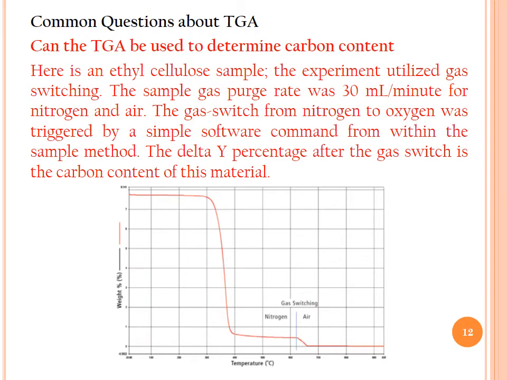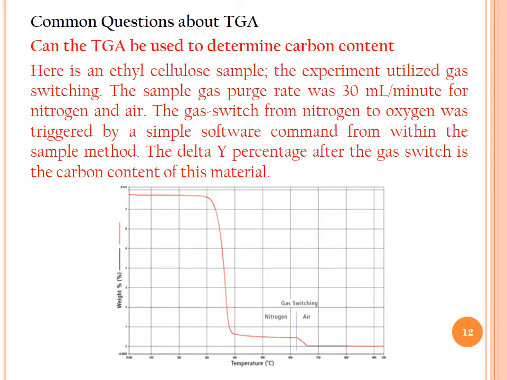The other question is, can the TGA be used to determine carbon content? Here is an ethyl cellulose sample. The experiment utilized gas switching. The sample gas purge rate was 30 ml per minute for the nitrogen and air. The gas switch from nitrogen to oxygen was triggered by a simple software command from within the sample method, meaning the software command from the instrument.